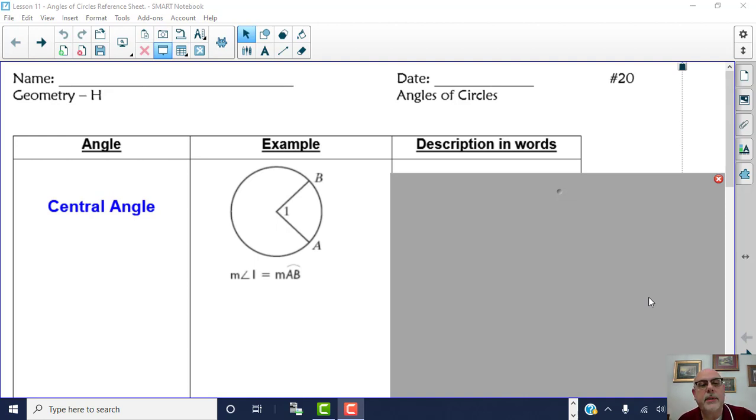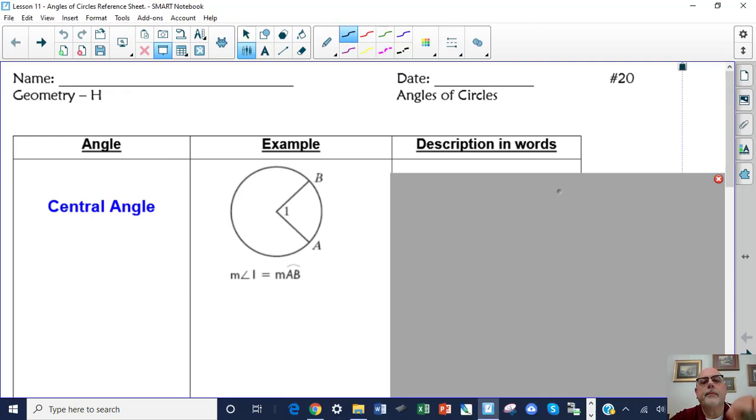If you look at this angle ABC right here, you get the pen. Okay. Try a different stylus. That stylus didn't work. There we go. All right.